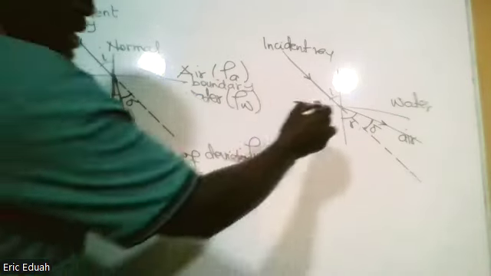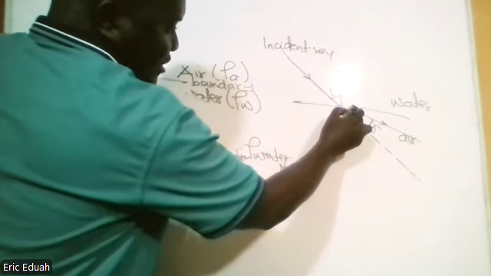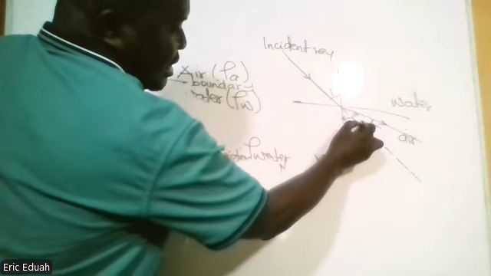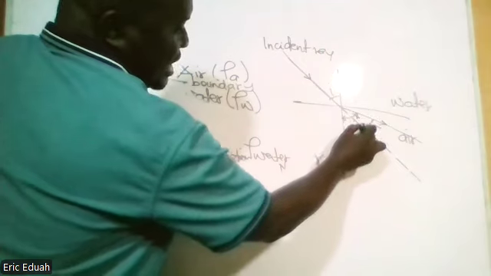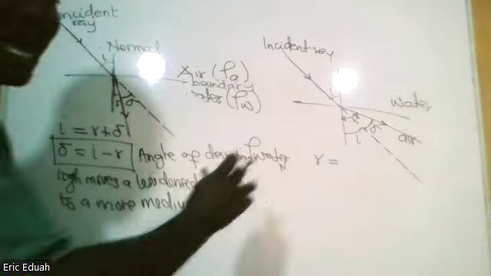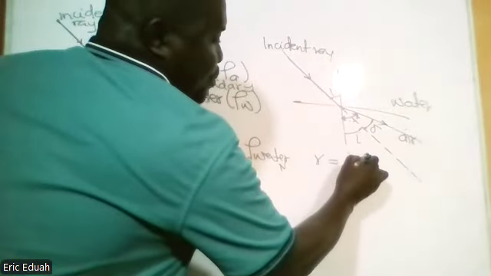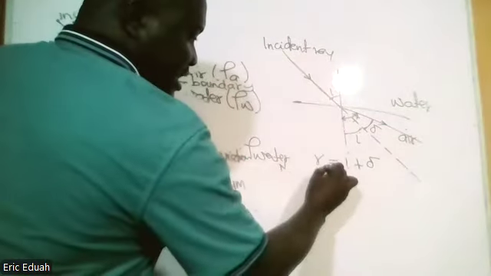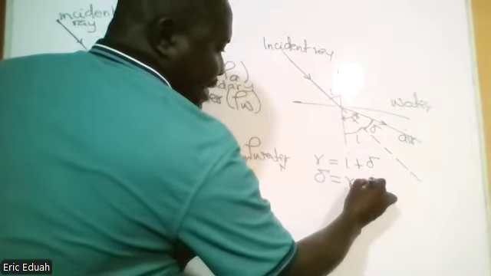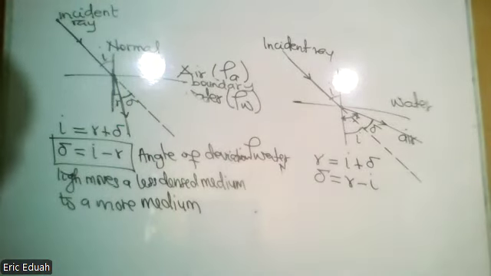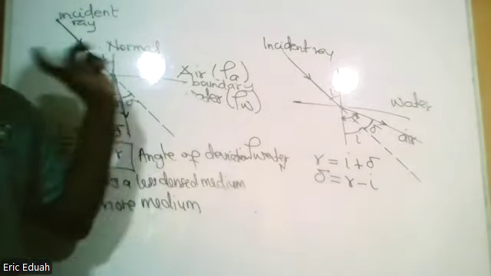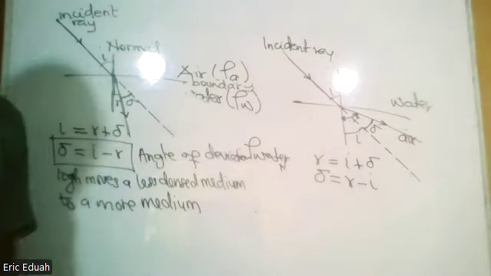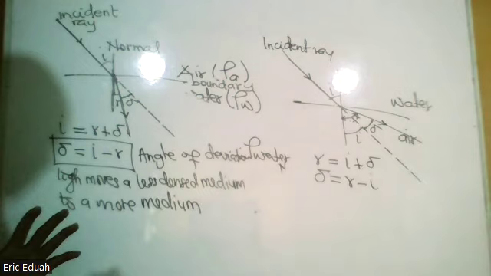So the whole angle of refraction, from the normal to the refracted ray, R, is this whole angle, and this small one is I. So R is equal to I plus the deviation. So the deviation is equal to R minus I. This is the expression for the angle of deviation when light moves from a more dense medium into a less dense medium. I hope that is understood.